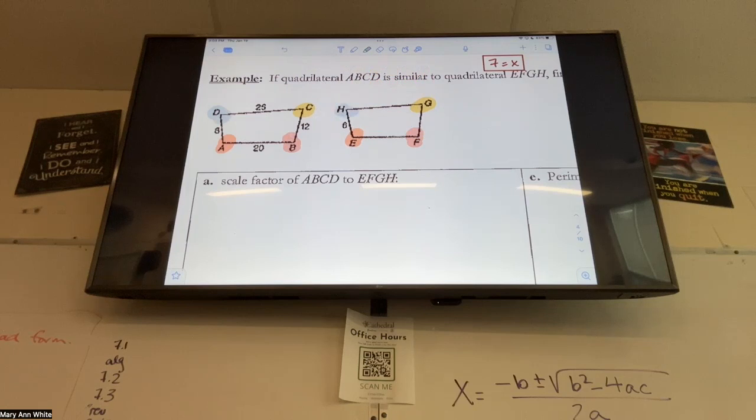Now, all the sides are congruent. What do you know about the angle? Oh, no, sorry, I said that wrong. All the angles are congruent. What do you know about the sides? We don't know all the sides on the second shape, but we do know the sides all together are proportional to each other.